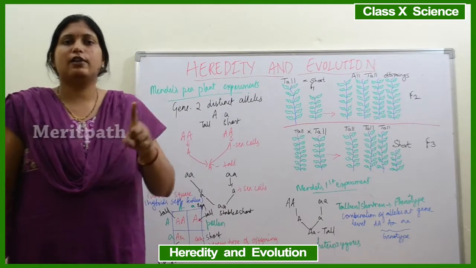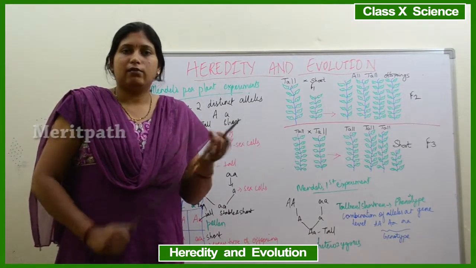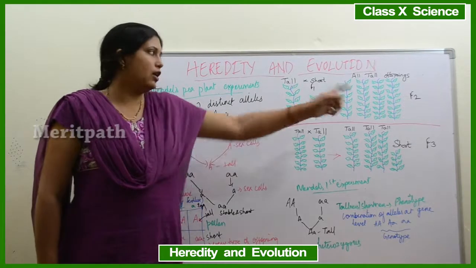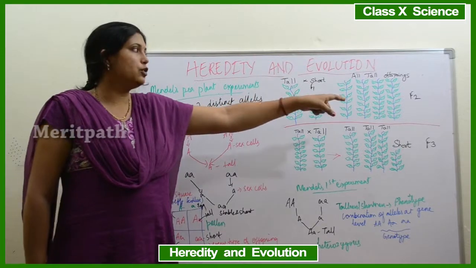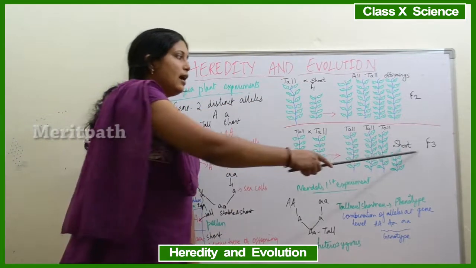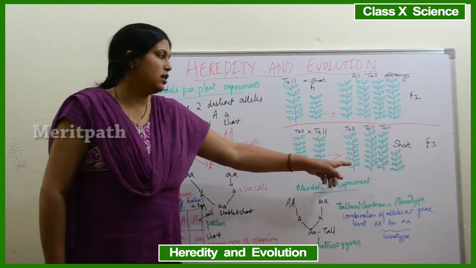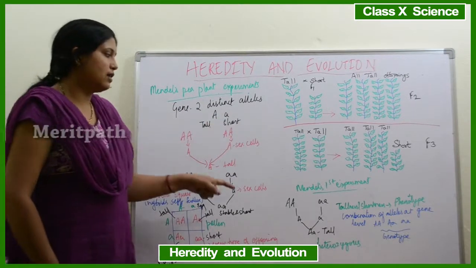In the first generation, two parent plants, one tall and one short, were fertilized, and in the second generation we got all tall plants. When this hybrid generation was self-fertilized, in the next generation what we got was a 3:1 ratio, 3 tall and 1 short. This is Mendel's first experiment.